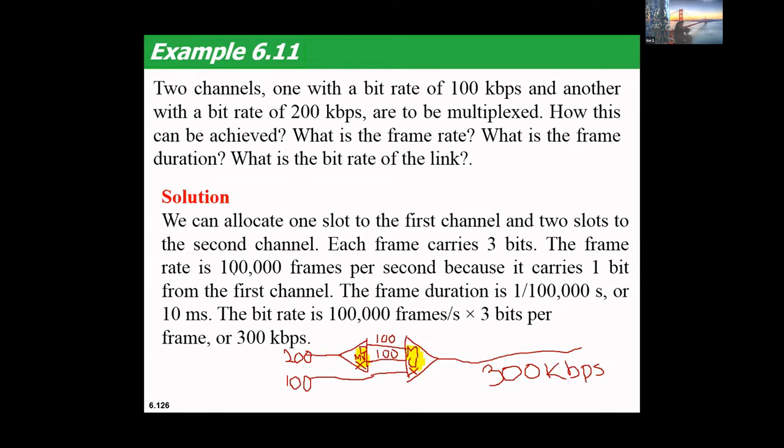So the frame rate is 100,000 frames per second. Why am I taking 100,000? Because there is 100 kbps of data you will transfer from one source. 100 kbps means 100 into 1000, so we are multiplying by 1000. So one frame contains only one bit from each: one bit from this, one bit from this, one bit from this. So total 100,000 frames.